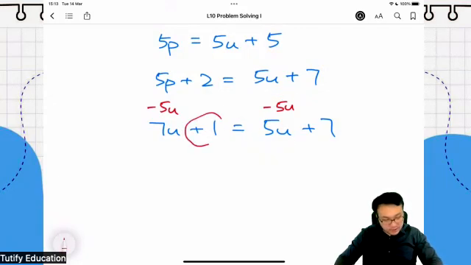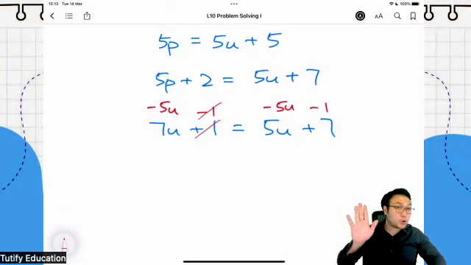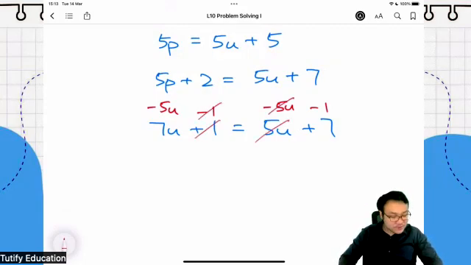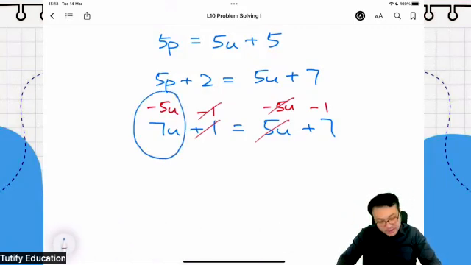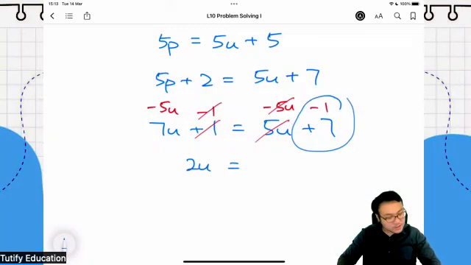Then I want to get rid of this number 1. So maybe I minus 1 here. So must I do the same on the other side? Yes, minus 1 over there. So you minus 1 plus 1 becomes 0. Minus 5 plus 5 becomes 0. Gone. What are you left with? You're left with 7 units minus 5. How many units is this? 2 units. And you're also left with 7 minus 1, which gives you?